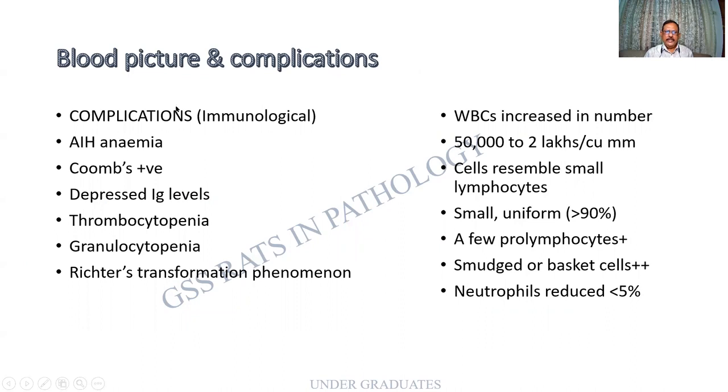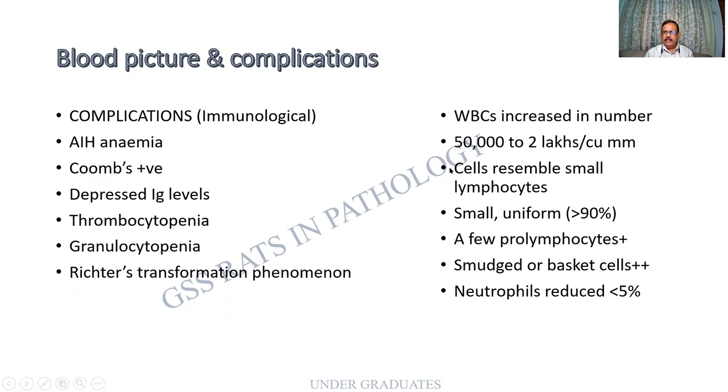Now, what are the complications in this one? There can be an autoimmune hemolytic anemia. Coombs test is positive. There can be decreased levels of immunoglobulins. Thrombocytopenia, granulocytopenia can be present. And there can be a Richter's transformation.